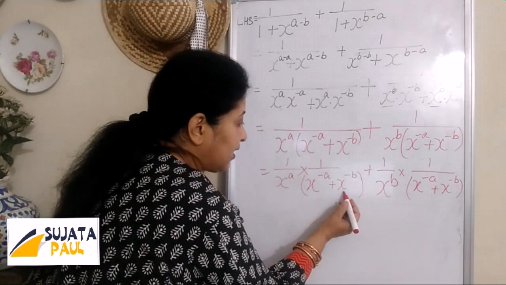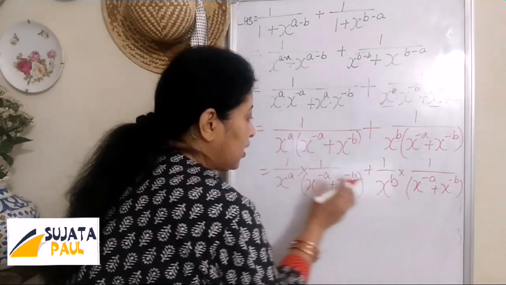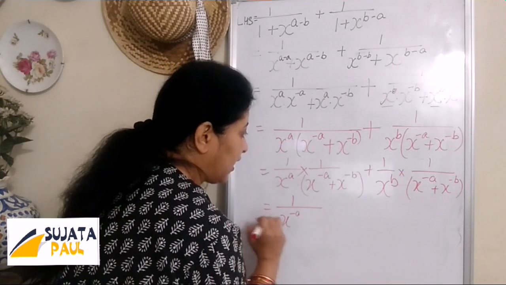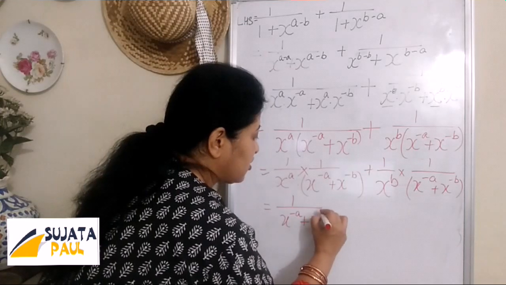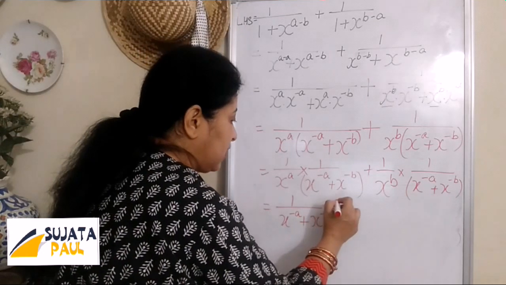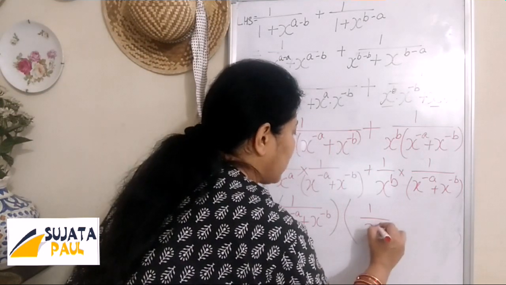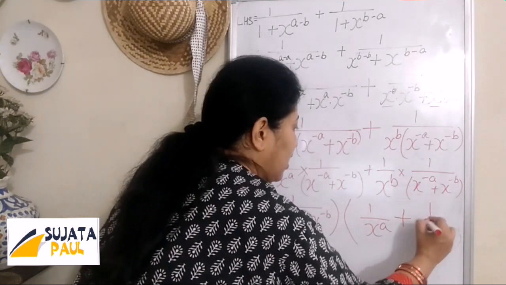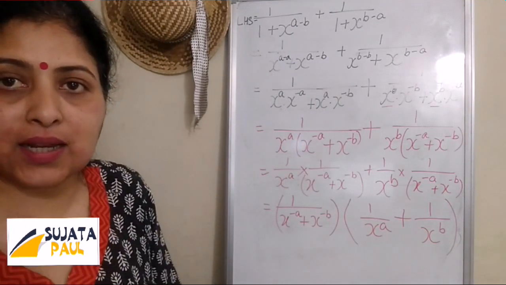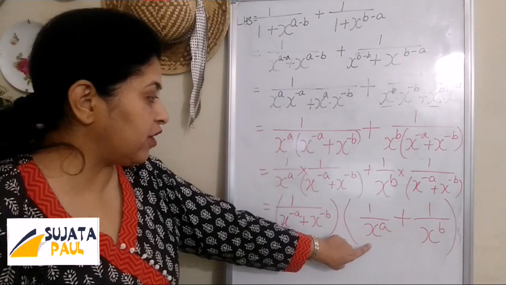Now here, can I say that this one is common? This whole thing is common. There is a plus here in between. So I will remove this and take it as common: 1 upon x raised to the power of minus a plus x raised to the power of minus b. And I put this in one bracket, and here what is left is 1 upon x raised to the power of a plus 1 upon x raised to the power of b, and bracket closed. Is that clear?